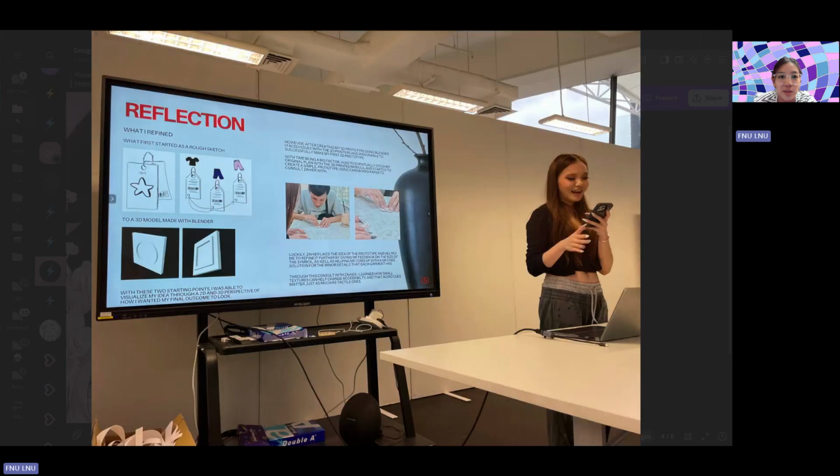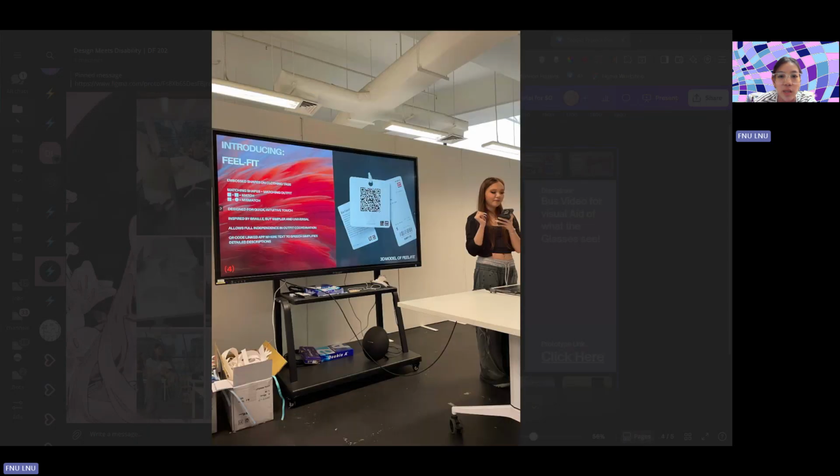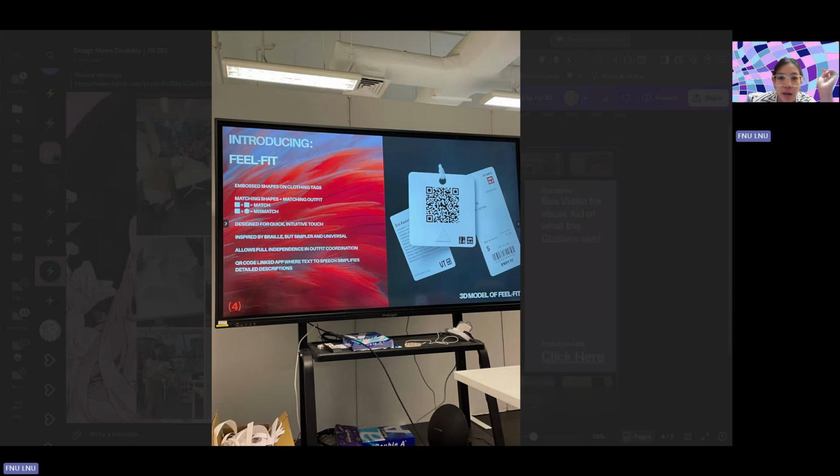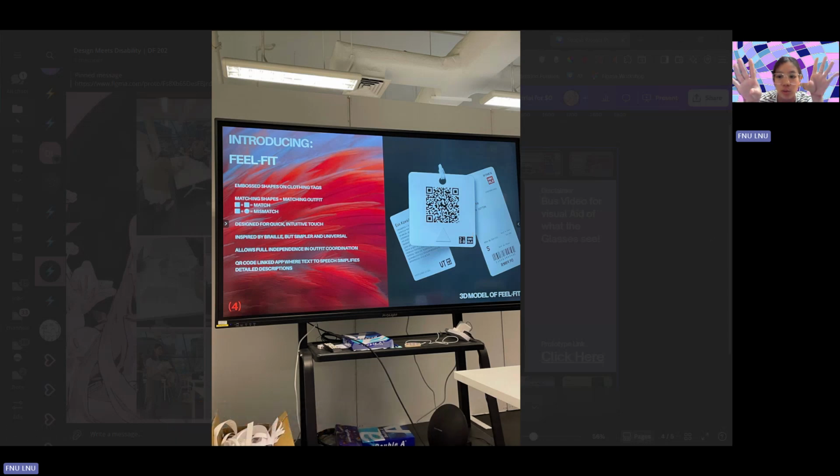I think this was another project by Chloe. It's called Feel Fit. It's also targeted to the visually impaired, about how they choose their clothes. Her project has a QR code and also a triangle on the tag, where I think they can match their clothing pieces together even though they are blind and may not be able to see colors.